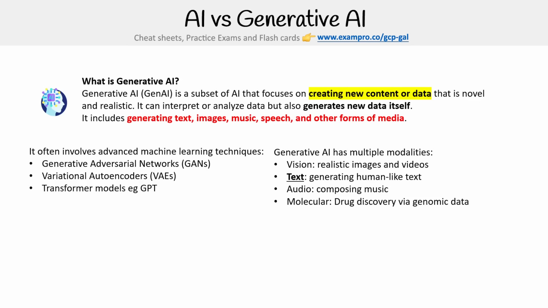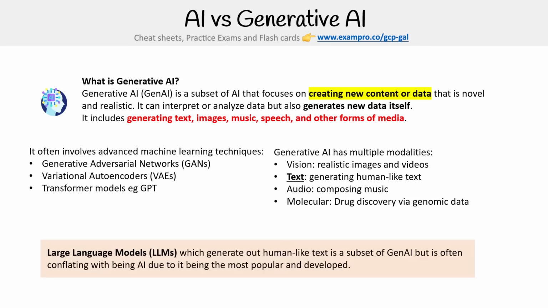And I want to make it clear again, we're talking about large language models, but LLMs, large language models, will generate human-like text and are a subset of Gen AI. It's just one modality of the many modalities, but it's often conflated as being AI or Gen AI just because it's the most popular and in demand right now and the most developed. So just make sure that you understand that Gen AI and AI is not all about large language models. It's just one modality, one application of the broad sense of AI and Gen AI.